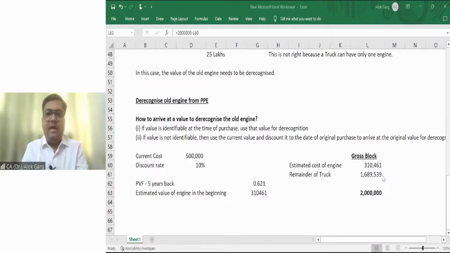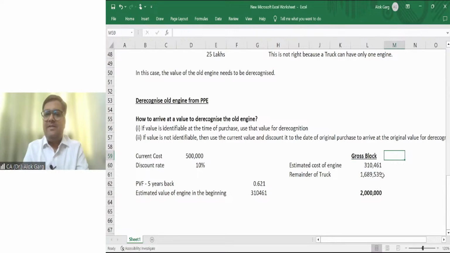Avish, I'll answer your question later on, but as of now, we are discussing a single truck where we are replacing one engine. Replacing one engine means putting a new engine and discarding or scrapping the old engine, right? We are talking about that.